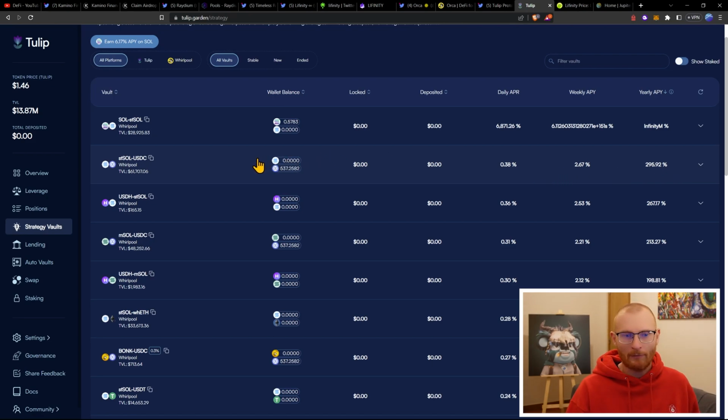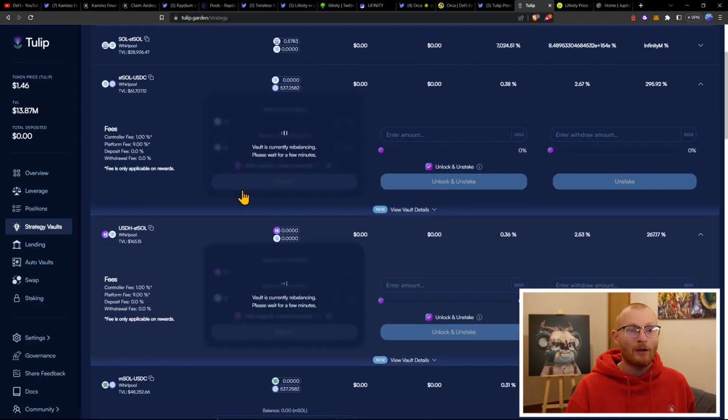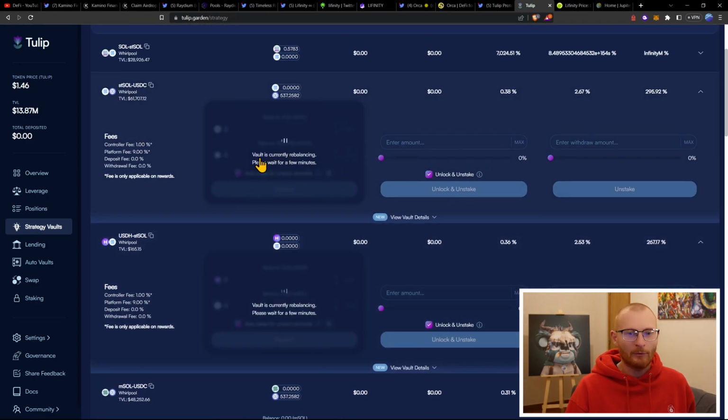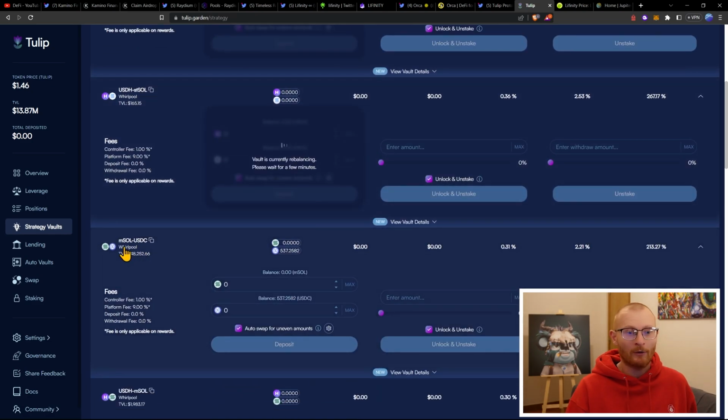Now, this here is staked SOL, so that's like the Lido staked Solana and USDC. We'll jump in. This has a platform fee and a controller fee. So it's basically 10% of your rewards will be taxed or taken as a fee. Okay, so unfortunately, this pool is rebalancing. So we're going to skip them. We're going to go with MSOL and USDC.